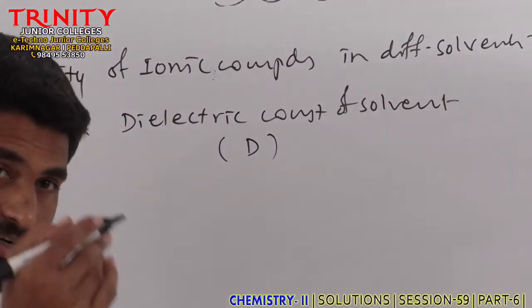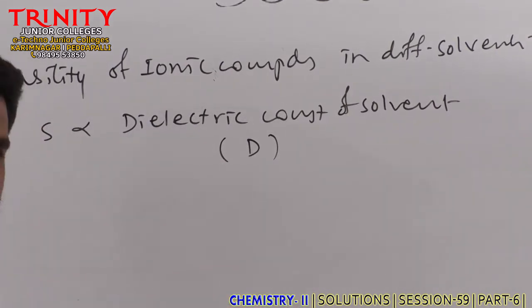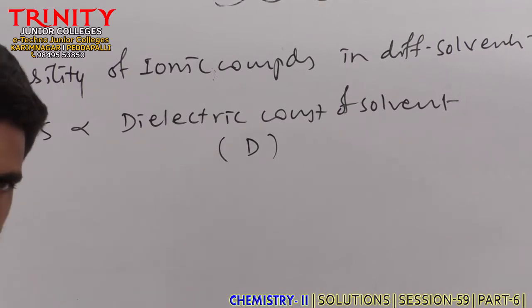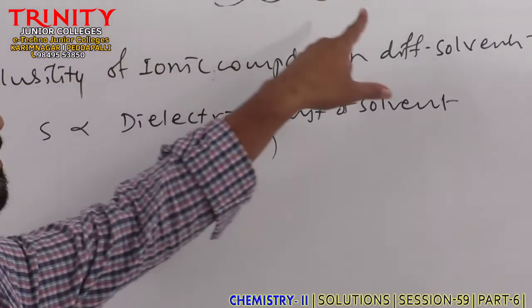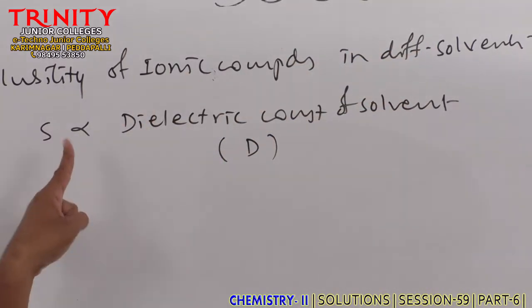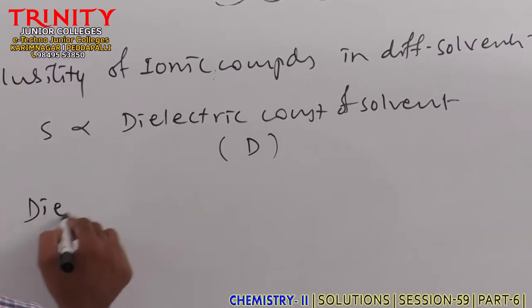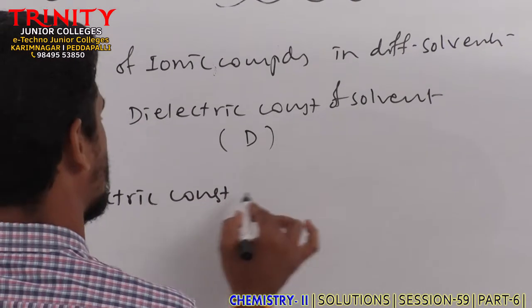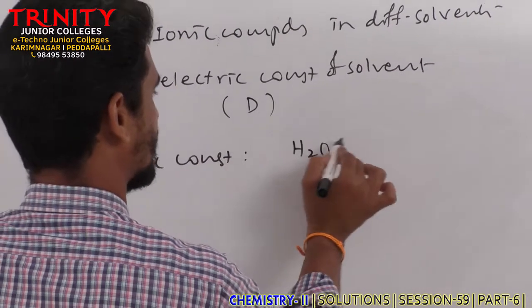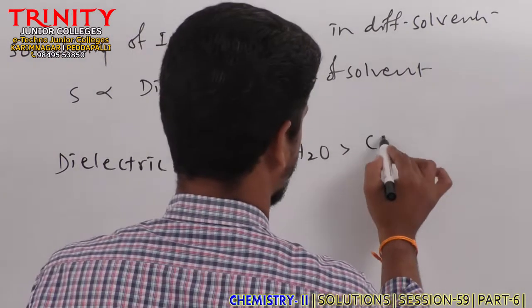If the dielectric constant is more, then the dissolving capacity of that solvent for ionic compounds is more. So for ionic compounds in different solvents, solubility is directly proportional to the dielectric constant of the solvent. For example, in the dielectric constant order, water has a higher dielectric constant than methanol.